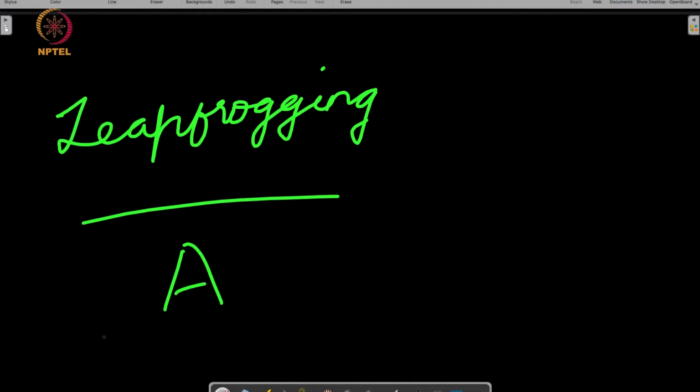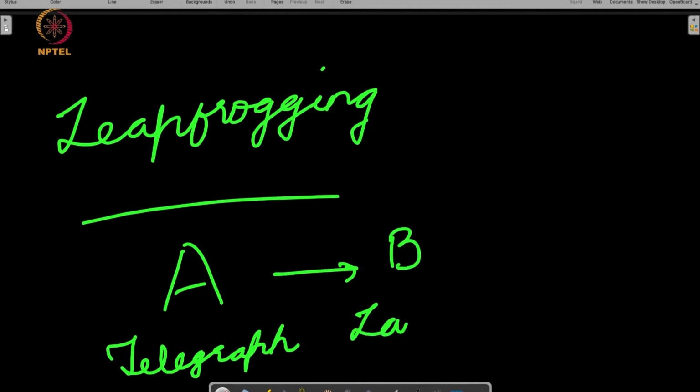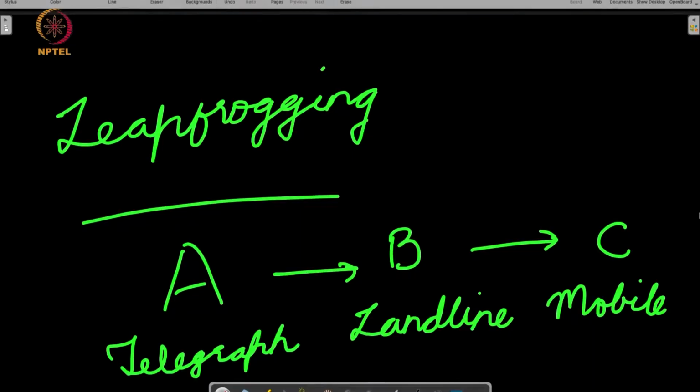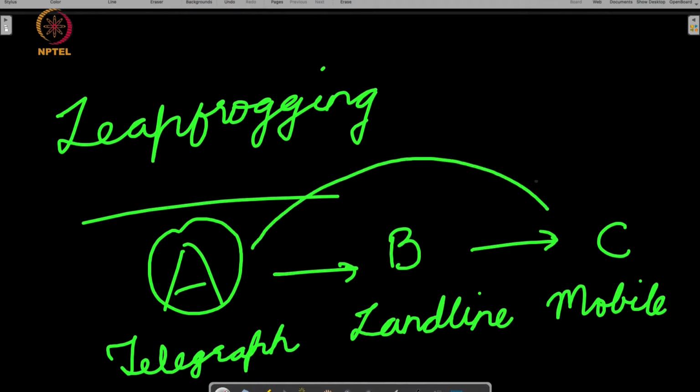which is say telegraph. And from telegraph, the countries move to stage B, which is say landline phones. And from stage B, they move to stage C, which is mobile phones. Now, generally, if international trade was not there, every country would move from telegraph to landline to mobile, because the level of technological progress in any country would be very less. But with leapfrogging, the country that is in stage A can import mobile phones from another country that is making those, and it can directly move from stage A to stage C.